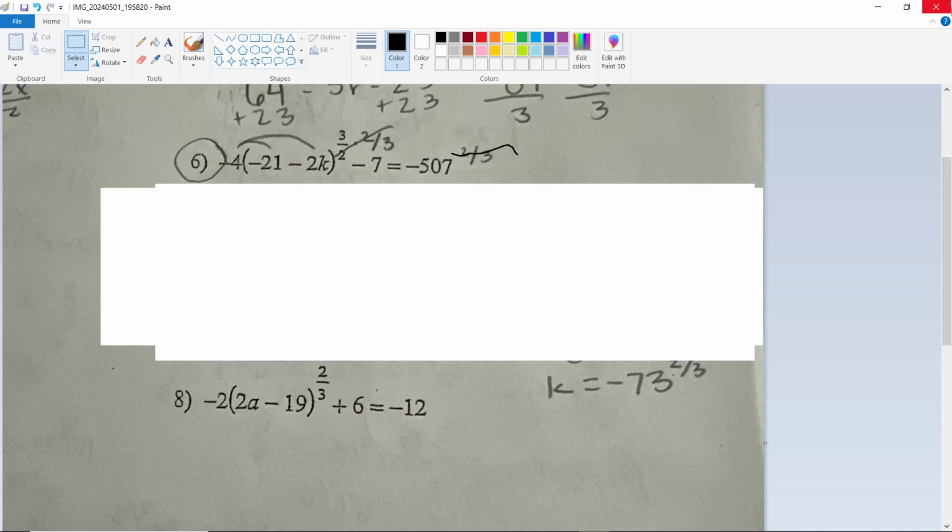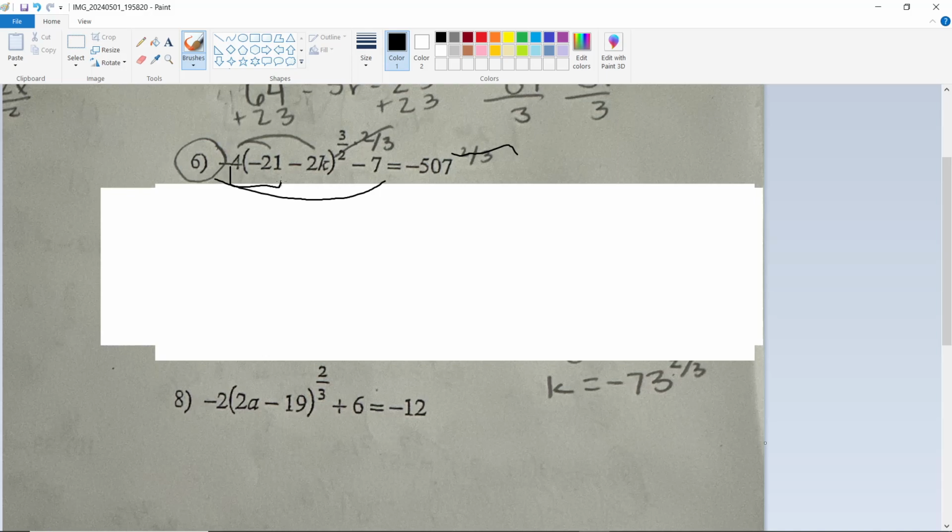Here's this first question with exponents. On this left side, I cannot distribute that negative 4. If I put this negative 4 inside this parenthesis to do operations with it, I'd have to raise it to the 3/2 power.